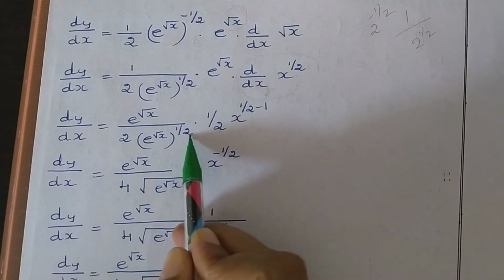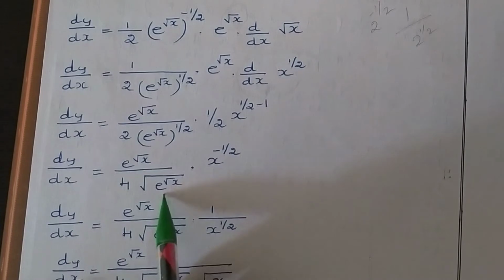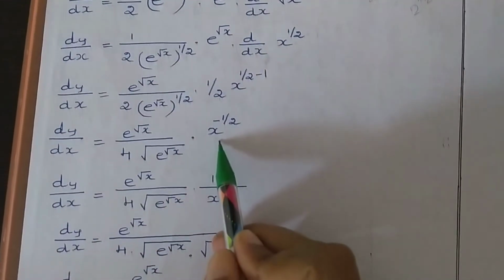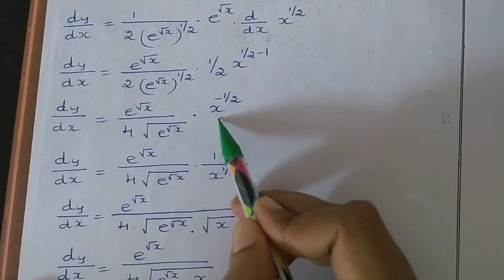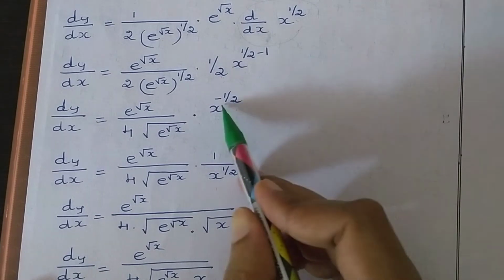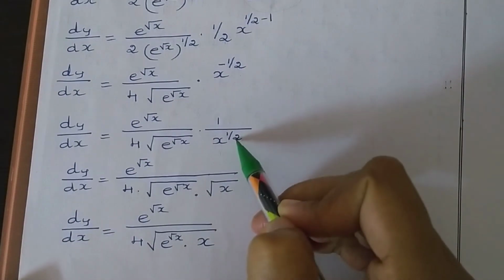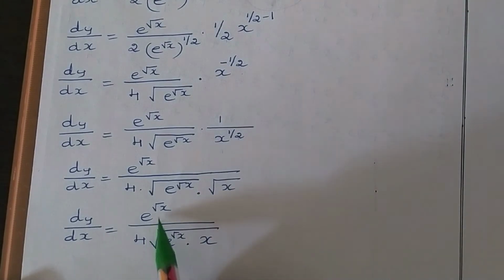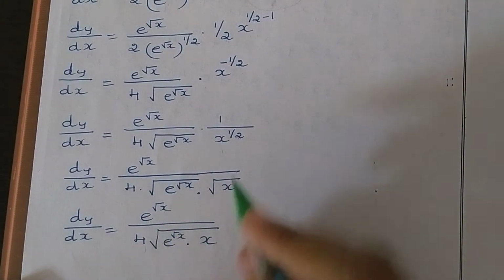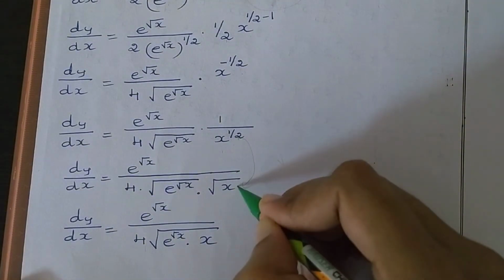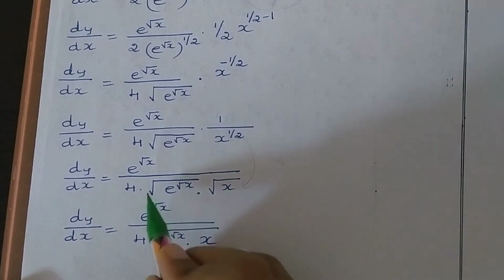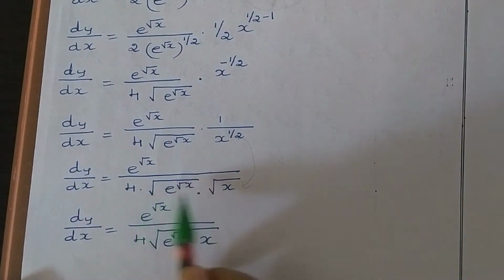If you can write in the form of square root, so square root of e to the power square root x into x to the power minus half. Again, this x to the power minus half I am taking to the denominator by making this minus half as half. So we get here final answer as e to the power square root x divided by 4. This x to the power half is nothing but square root x. So this I am writing as square root x. Here also we have square root. So we can write these two things together as square root of e to the power square root x into x.